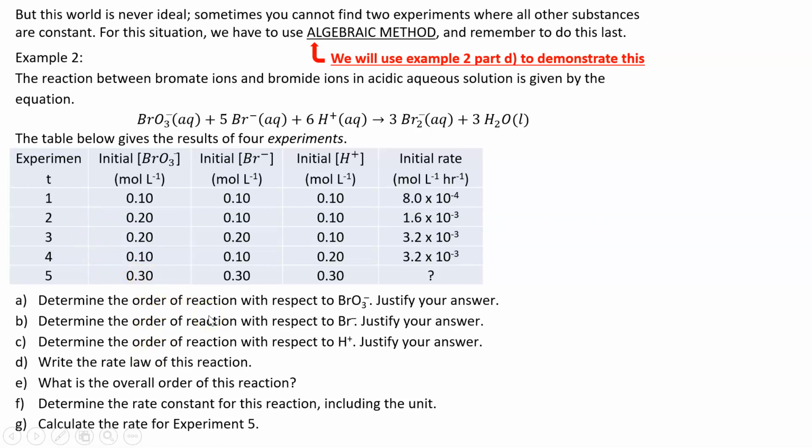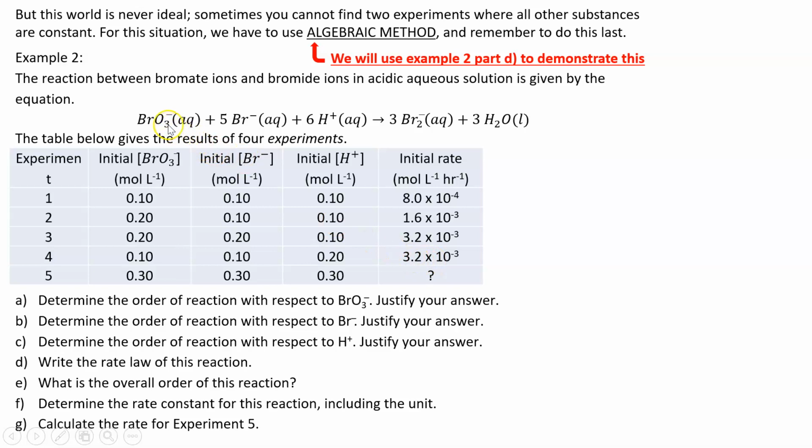Determine the order of the reaction with respect to bromate. Justify your answer. Determine the order of the reaction with respect to bromide and justify your answer. Determine the order of the reaction with respect to hydrogen ions. Justify your answer. Write the rate law of this reaction. What is the overall order of this reaction? And determine the rate constant for the reaction, including units. Finally, calculate the rate for experiment 5.